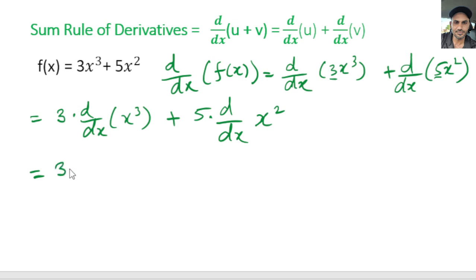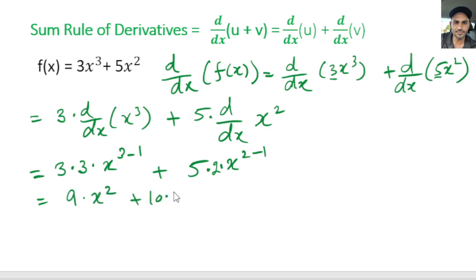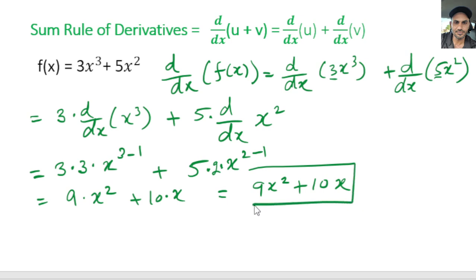So we have 3 times, when we apply the power rule here, the exponent becomes the multiplier or the coefficient, and then we go ahead and subtract 1 from it. And same thing here, 5 times x to the 2 comes here to the front, and x to the 2 minus 1, we subtract 1 from it. So we have 9 times x squared plus 10 times x, which is 9x squared plus 10x. So this would be the final answer.